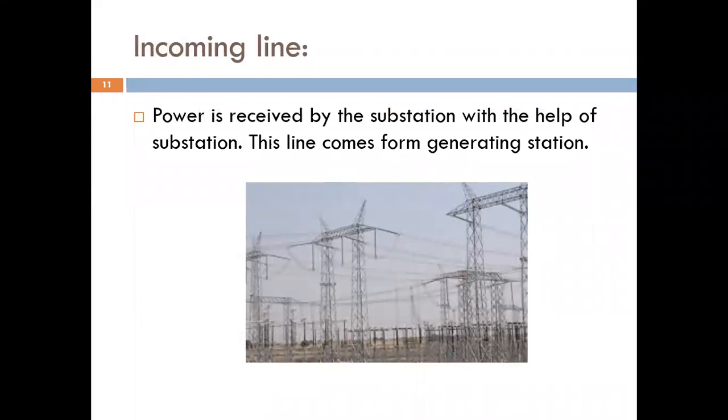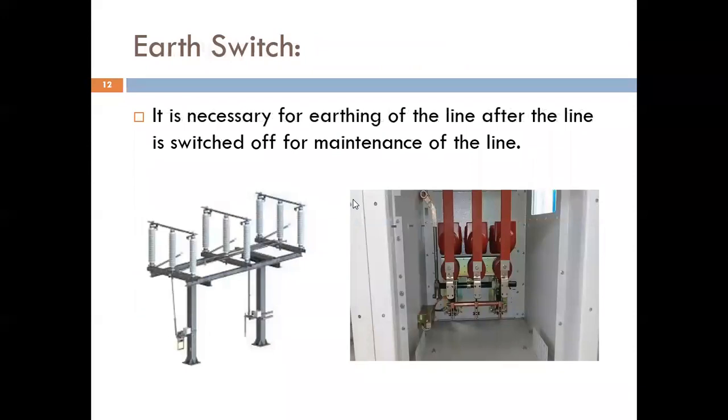The power is received by the substation with the help of the transmission line. This line comes from the generating station. You see in the picture, the transmission line is called the incoming transmission line. This comes from the generating station. Now, earth switch. Earth switches are necessary for the earthing of the line after the line is switched off for the maintenance of the line.